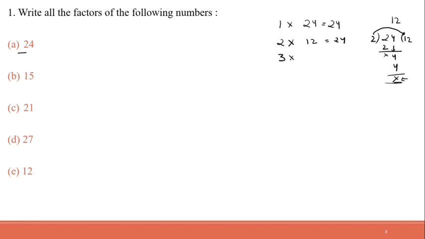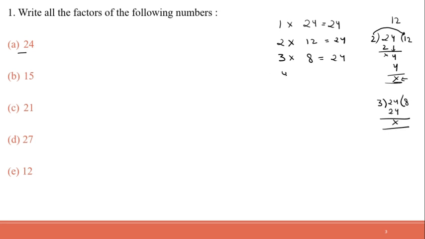Then 3. So how will I do? 3 into 24. We'll divide this by 3. 3 into 1, 3. 3 into 2, 6. 3 into 3, 9. 3 into 4, 12. 3 into 5, 15. 3 into 6, 18. 3 into 7, 21. 3 into 8, 24. Got it? No remainder left again. That means 3 is also a factor.